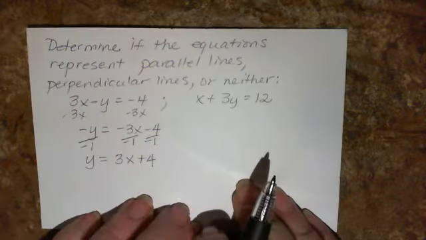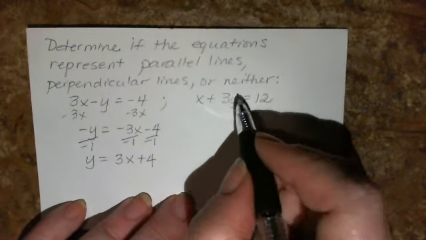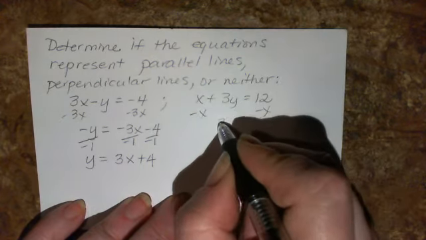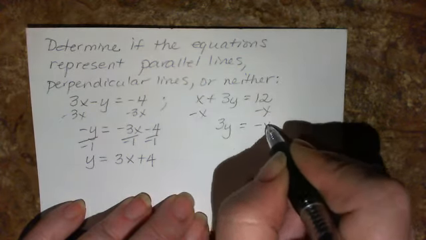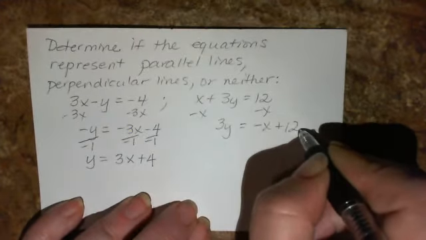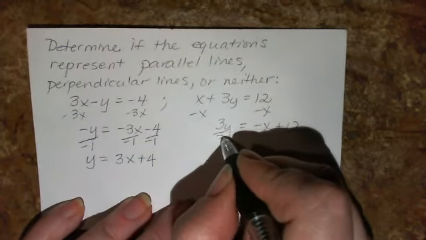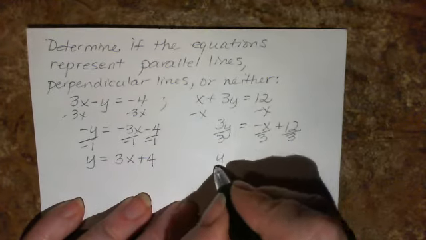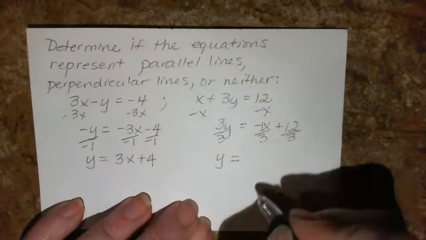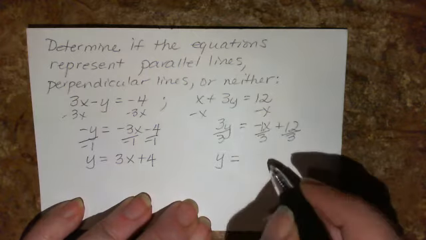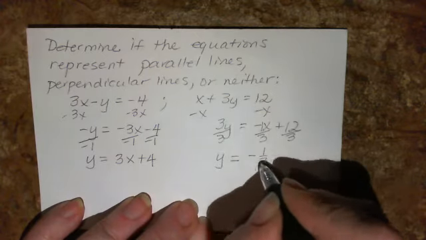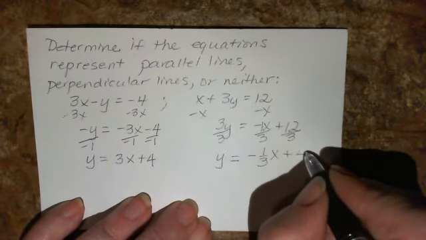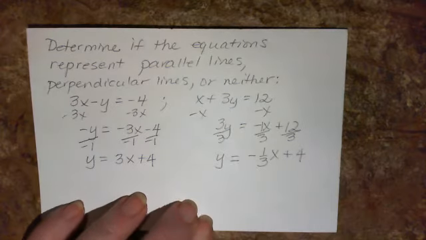Alright, now let's do the same work for the other equation. We need to isolate y. We start by subtracting x from both sides. That gives us 3y is equal to negative x plus 12. And now we need to divide all terms by 3. And that gives us y is equal to, that's an understood -1 in the numerator here, so negative 1/3 x plus 12 over 3 simplifies to 4.